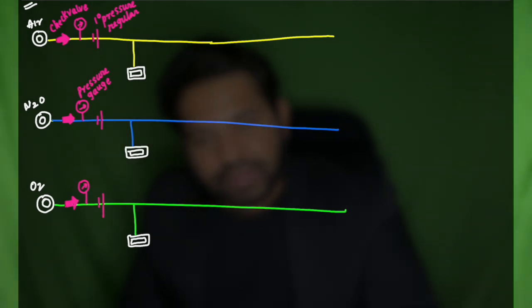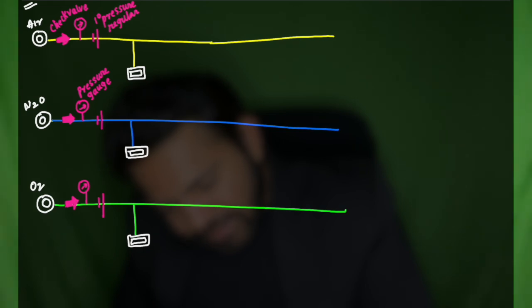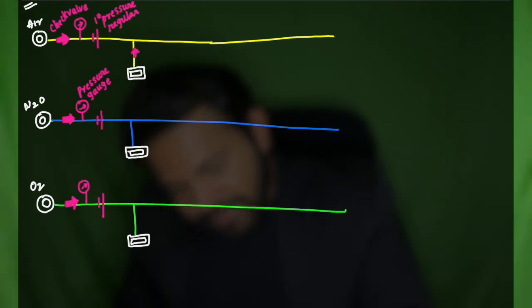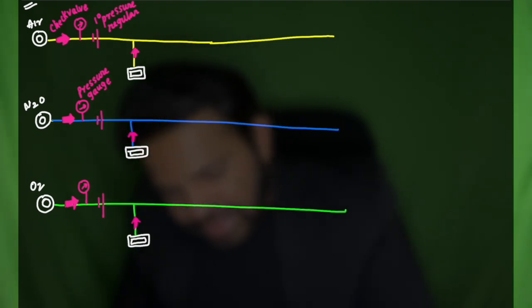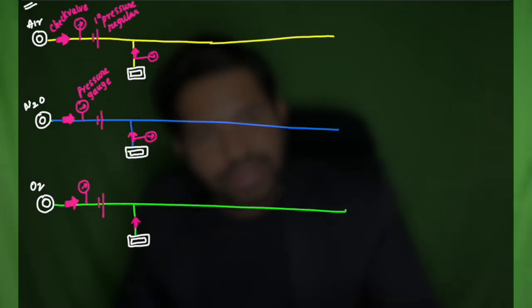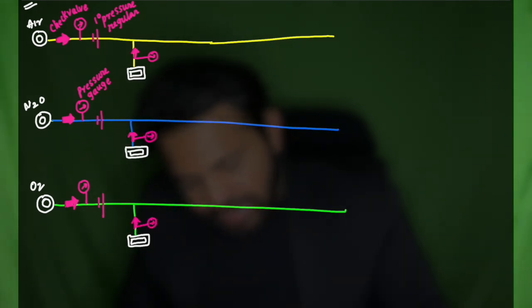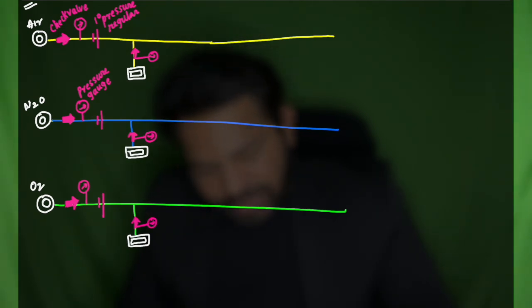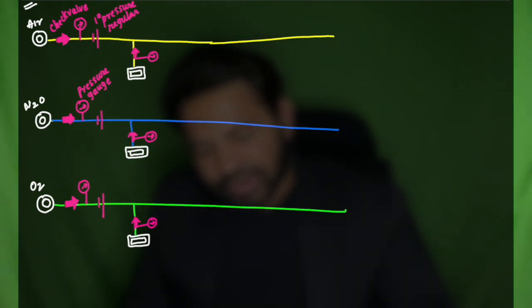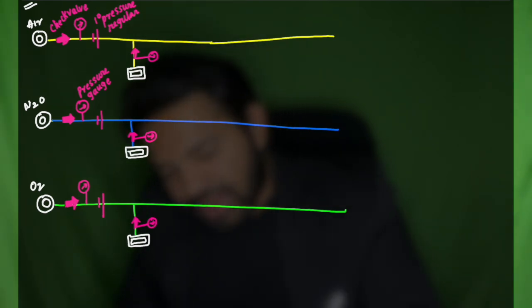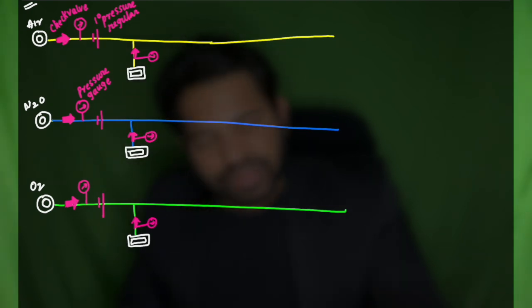Done. Now here also there is a check valve. Even in the pipeline there is a check valve for all the three gases. Then there are pressure gauges over here also. Simple. There is a check valve, there is a pressure gauge, and there is a first stage pressure regulator. Similarly for the pipeline also, there is a check valve and a pressure gauge. Understood? Now we can move further.